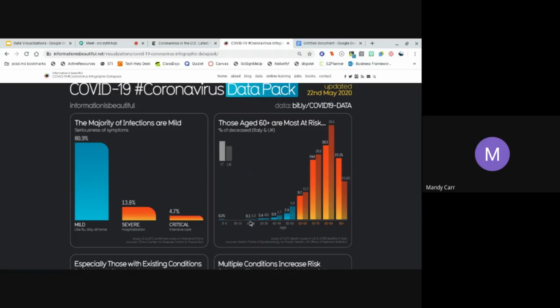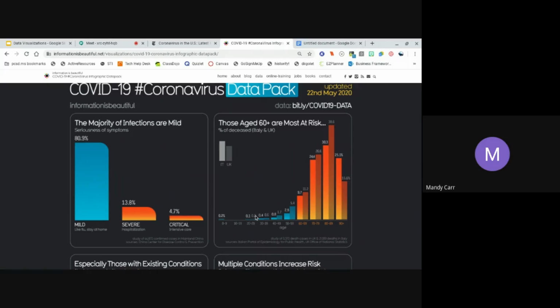So if we go across here and look, it's kind of comparing, this is the percentage of people who passed away as a result of COVID-19, but you can see how it compares. This was the death rate in Italy, and this was the death rate in the UK for that same age group. So if we go across and look, we can even see the number values here.